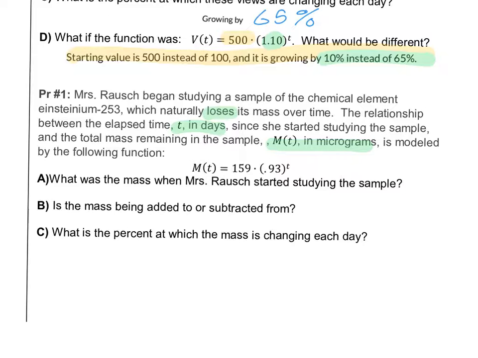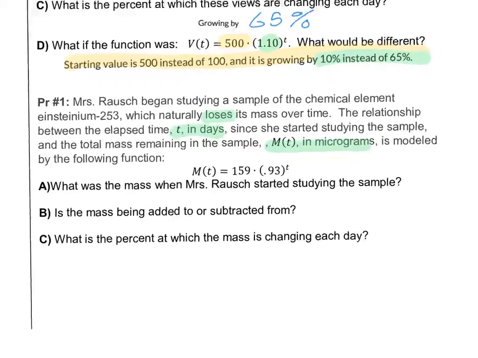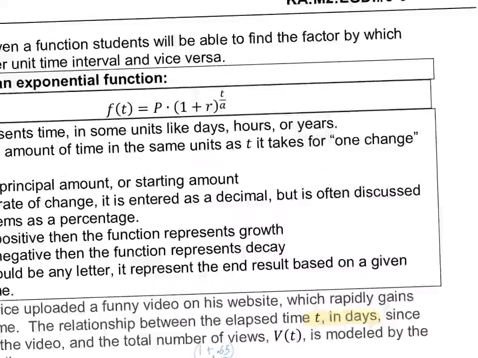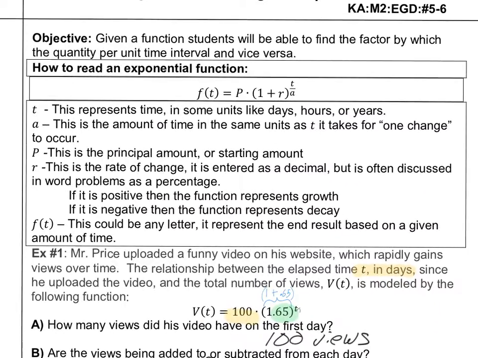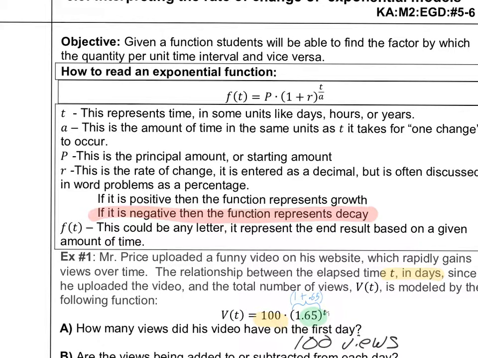Okay, we got our function here, and we could see a couple things. We could see our starting value, and we could see that this value is less than 1. That's important. That's why it's losing its mass over time, because if you go back up to the regular thing, we said here, if it's negative, then the function represents decay. That was in reference to this r value, right? And if this is negative, we can tell that it is going to be 1 minus some number, and so that's why we get a value less than 1.